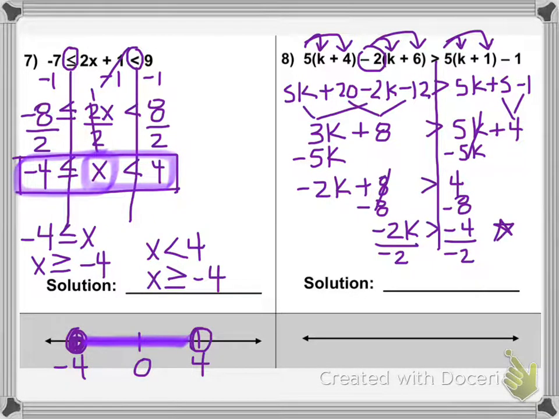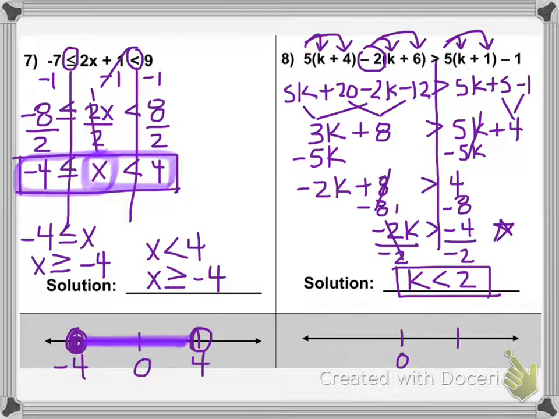Don't forget, we've got to flip the symbol. Negative 2 divided by negative 2 is 1. 1 times k is k. But instead of bringing down a greater than, I want to bring down a less than. Negative 4 divided by negative 2 is positive 2. So our solution is k is less than 2.